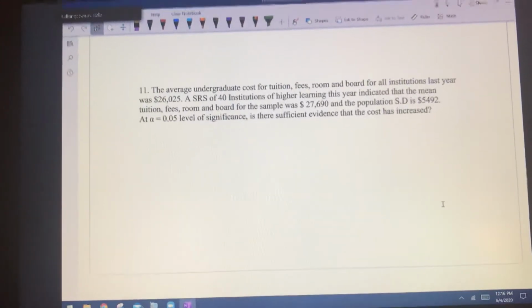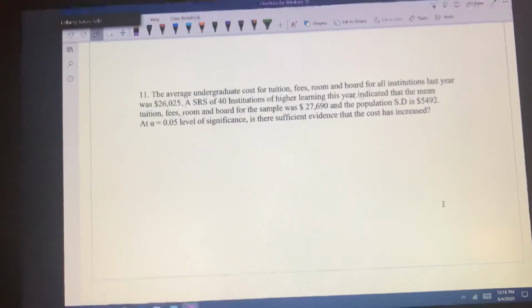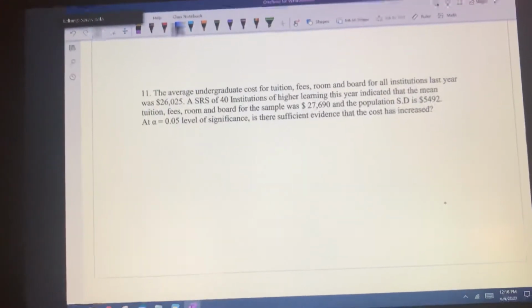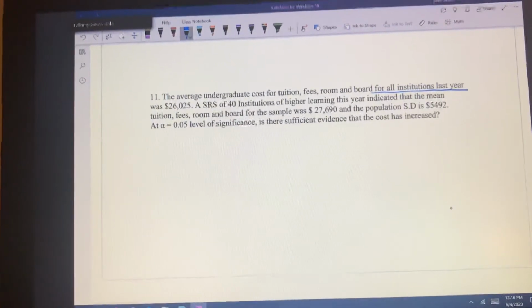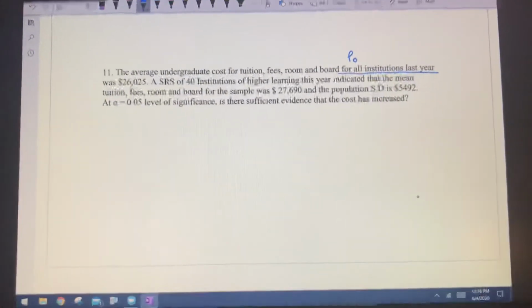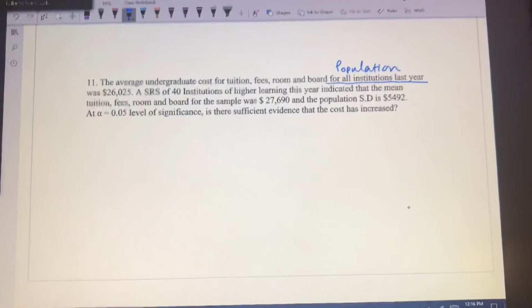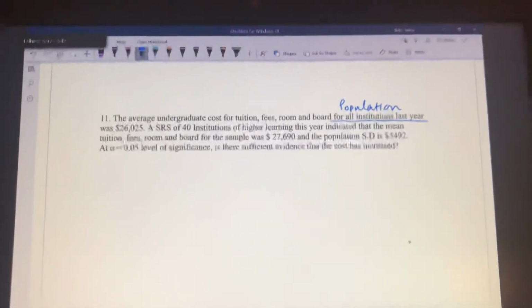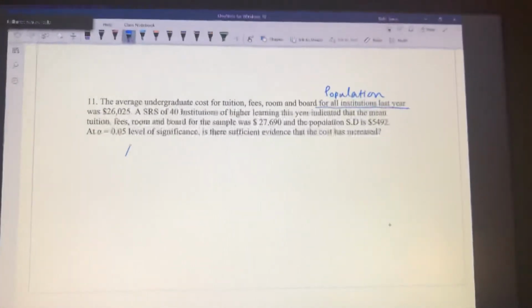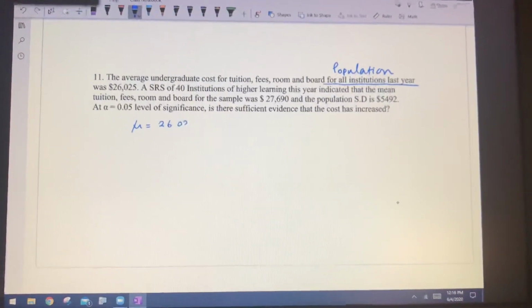The problem is about the undergraduate cost for tuition, fees, room, and board for all institutions. So all institutions is my population under study. I'm talking about the tuition, fees, room, board, and so on. And that one is given to me. So your mu is given to be 26,025.